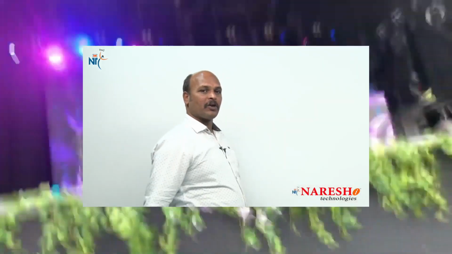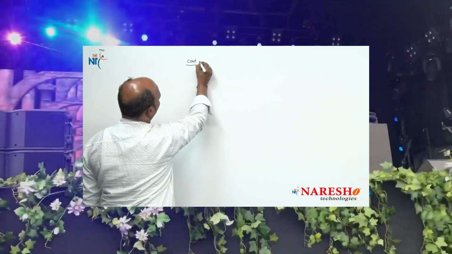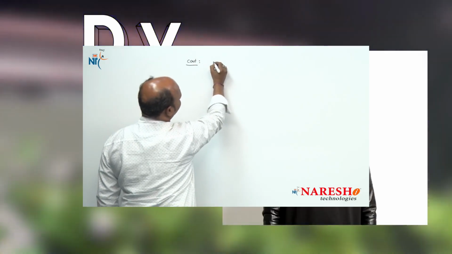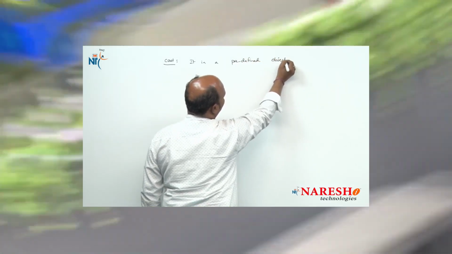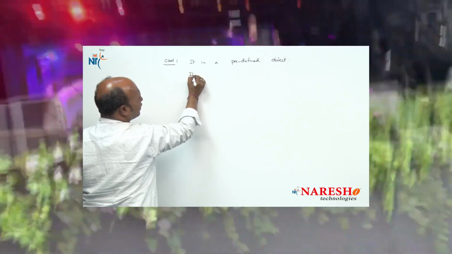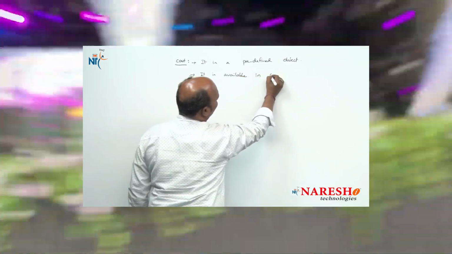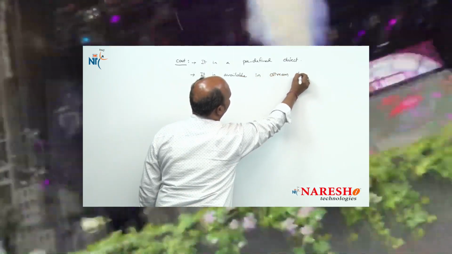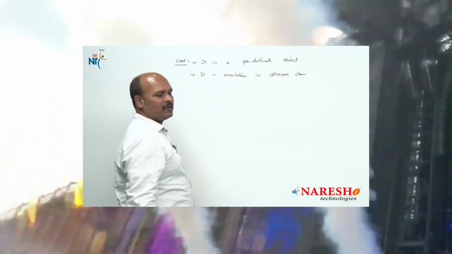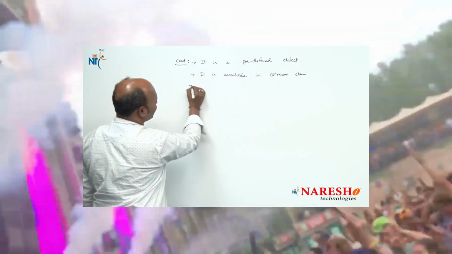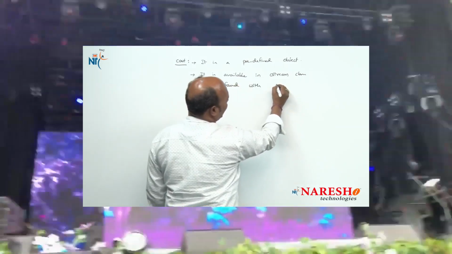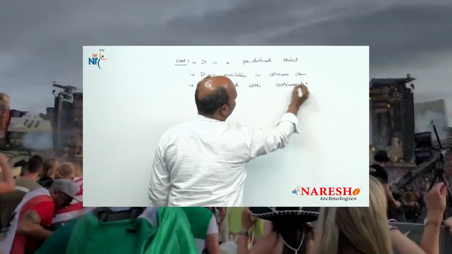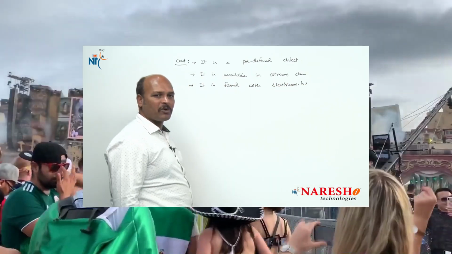First, we are going to discuss cout. Here, cout is a predefined object. Next, it is available in the ostream class. That means it is the object of the ostream class. Next, it is found with iostream.h. That means it belongs to iostream.h.